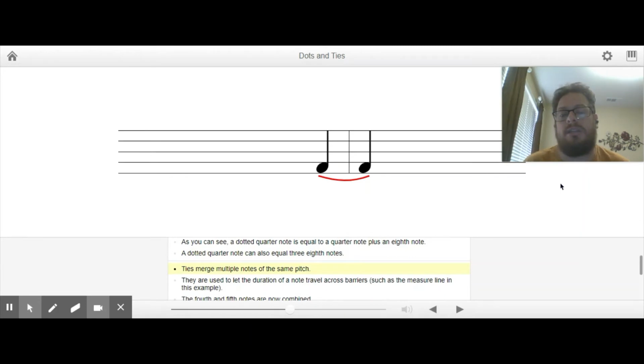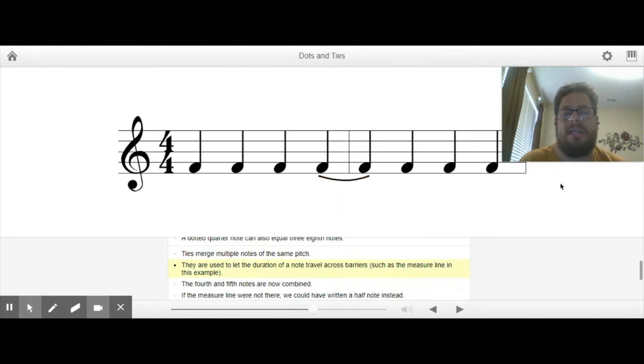Ties are going to be something that's going to merge multiple notes of the same pitch. So remember, ties, same pitch. There's going to be something later called a slur that's not the same pitch, but a tie is. These are examples used to let the duration of the note travel across barriers, such as the measure line in this example.